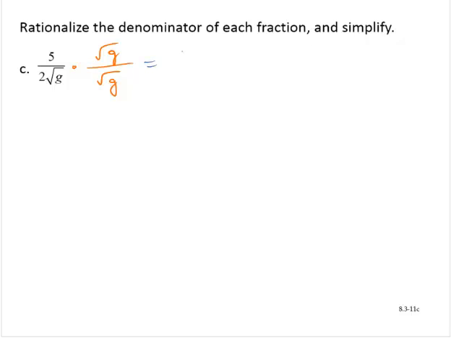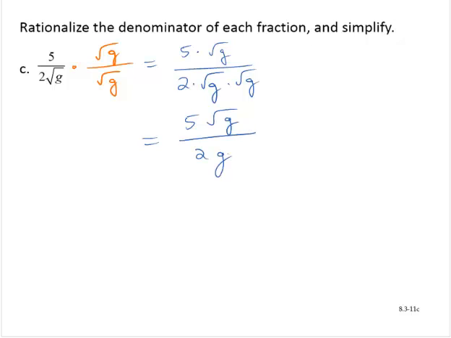So this gives me 5 times the square root of g in the numerator, and my denominator is 2 times the square root of g times the square root of g. So this gives me 5 times the square root of g over 2g, and I can't reduce anything, so there's the simplified form.